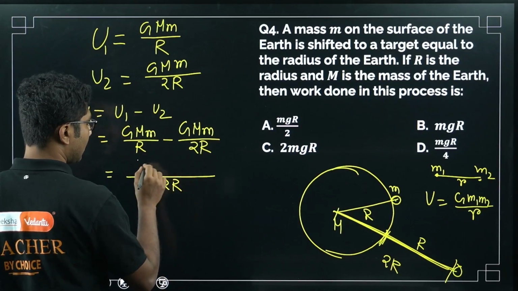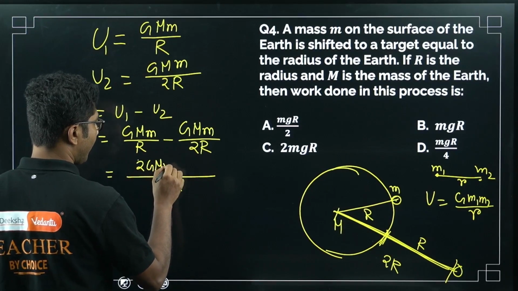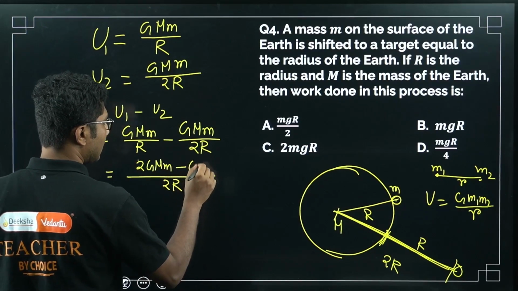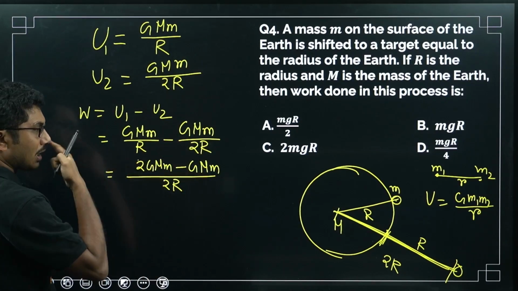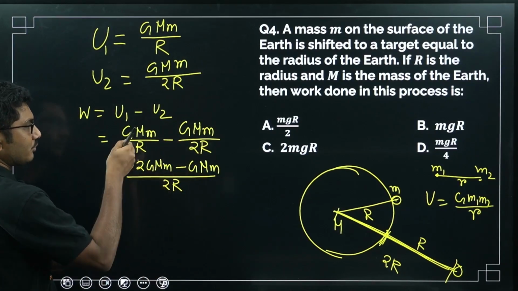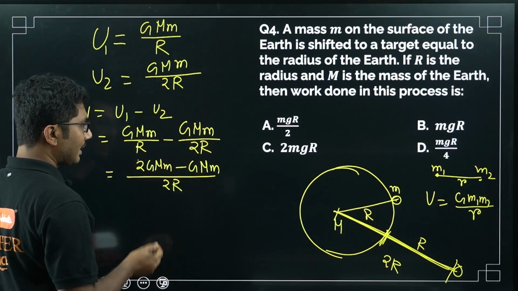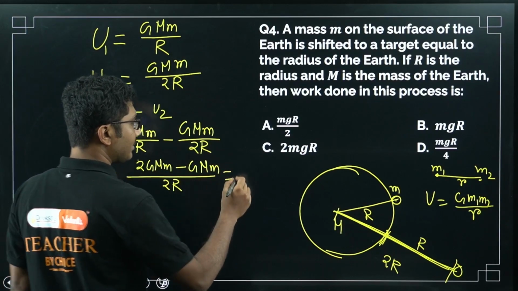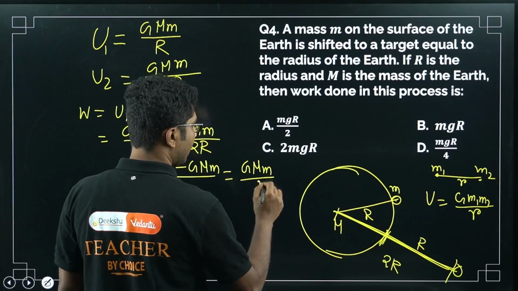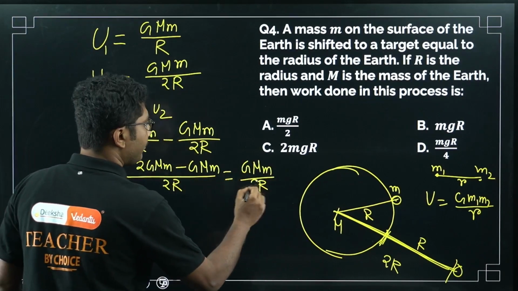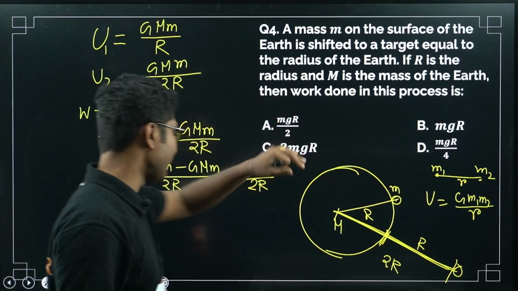So obviously you will get 2GMm minus GMm. The LCM is 2r, so this 2 is extra, so you have to multiply it on the numerator of the first term. Here it is already 2r, so we cannot multiply anything. This will be equal to GMm by 2r. Now if you see, none of the answers given here actually matches this value.